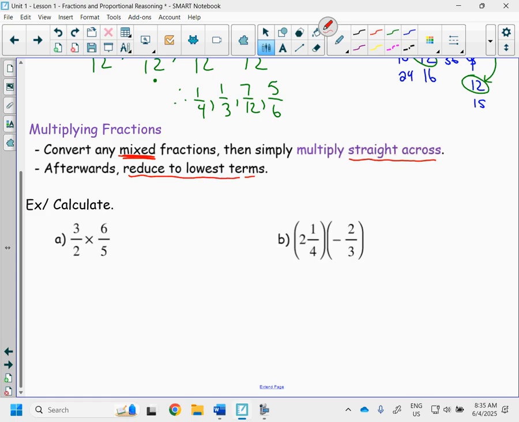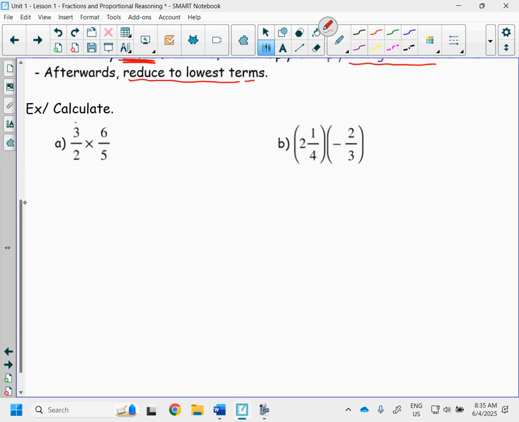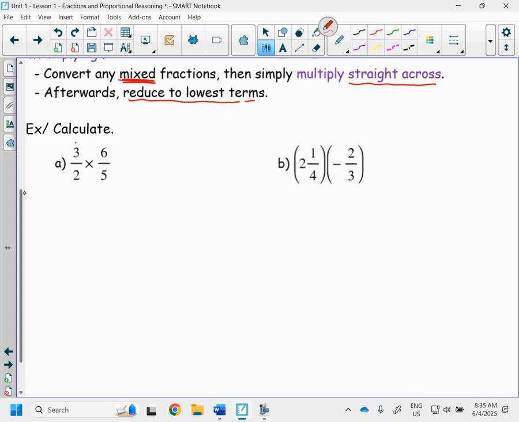We'll start with a nice one to begin. So we've got 3/2 times 6/5. That's straight up multiplying. So I have no mixed fractions to worry about. I can go straight across. 3 times 6 makes 18. 2 times 5 makes 10. Can I reduce that? Yes, I can. If I divide them both by 2, I get 9/5. That's it, that's all.